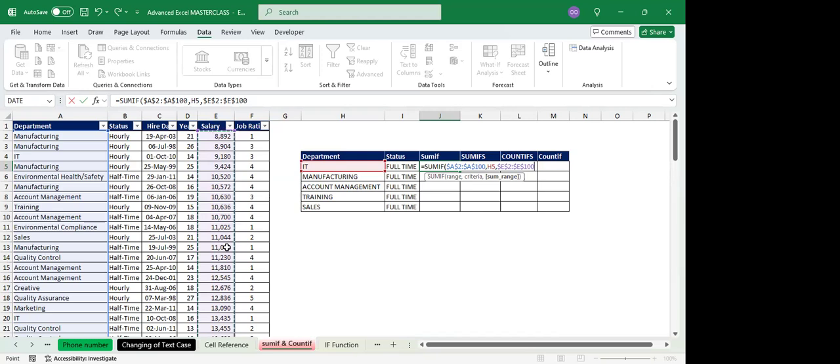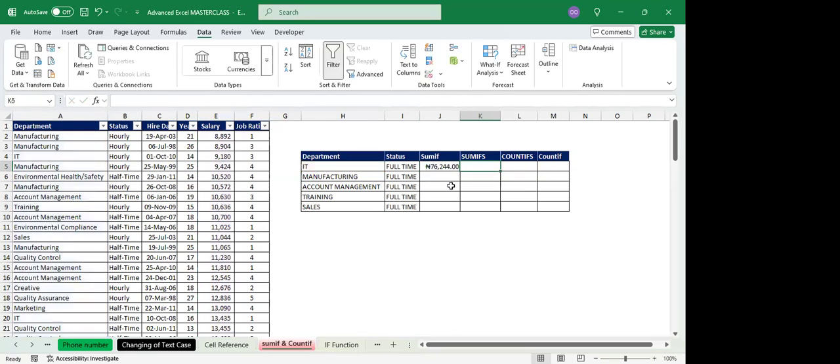Based on the criteria that I've created, Excel will by itself go and pick the salaries of people in the IT department and sum them together. If I say enter, you can see that it has summed only the people in the IT department, right? And you can justify it if we have a good mathematician that can quickly do mathematics from the head. This is one IT. This is 9,180.